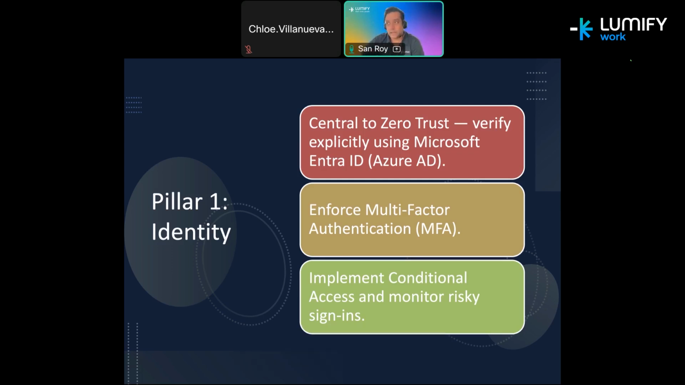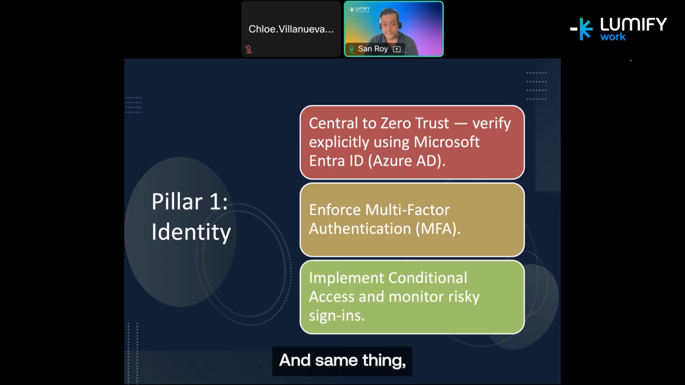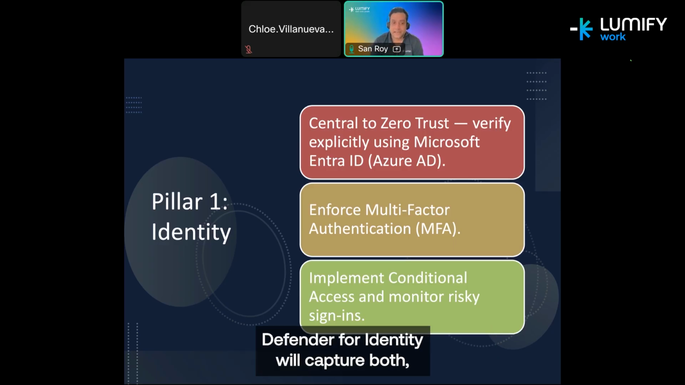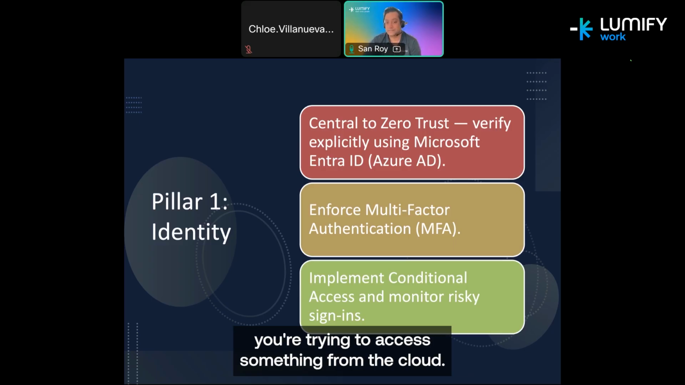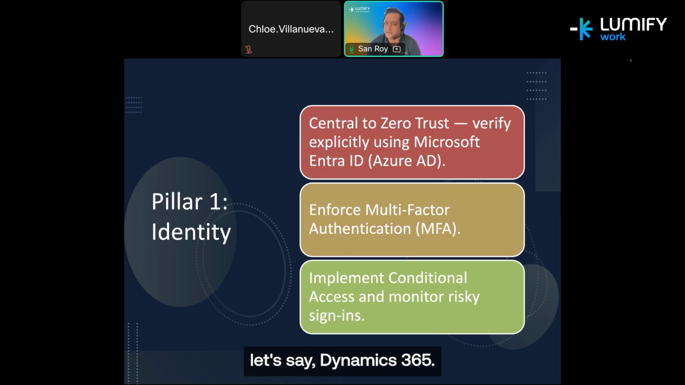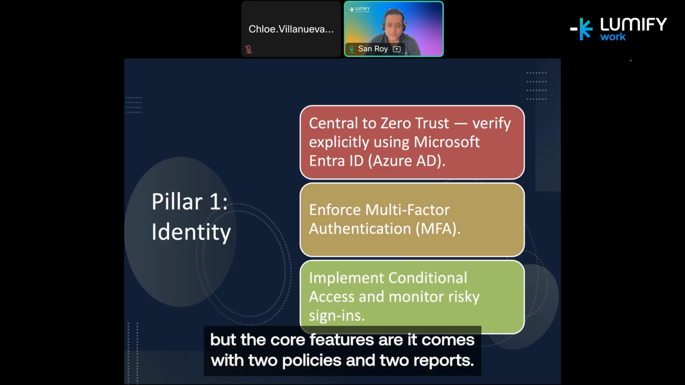Well, and at the same time, let's say I've decided to access some sort of on-premises resources from my machine. And same thing, maybe I've got some sort of VPN anonymizer installed on my machine. Defender for Identity will capture both, whether you're trying to access something on-prem or from the cloud. But Entra ID Protection will only detect threats as long as you're trying to consume cloud level resources, accessing SharePoint online, connecting to Teams, accessing, let's say, Dynamics 365.